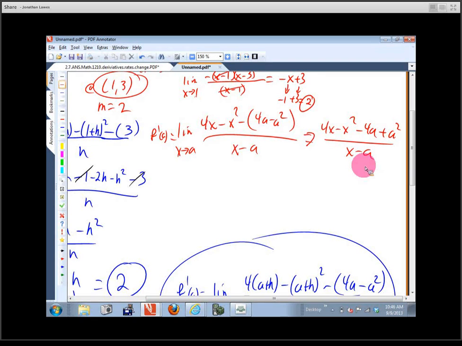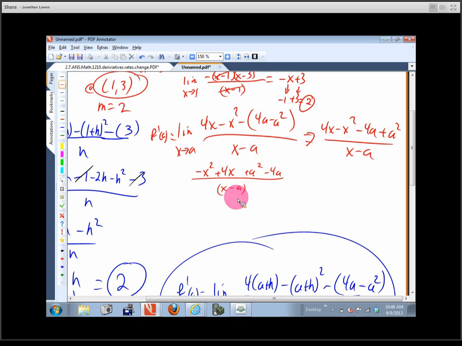Okay, so here's what we're going to do. I'm going to write this as negative x squared. What would be next, Peter? Plus 4x. Let's see, you want to do the plus 4x? Okay, suppose you could do that. What next? Plus a squared, minus 4a. That's all of those. And then I've got an x minus a.